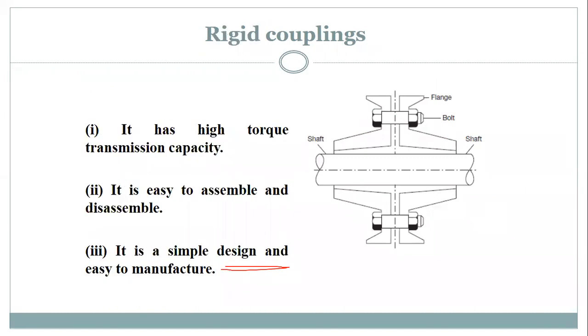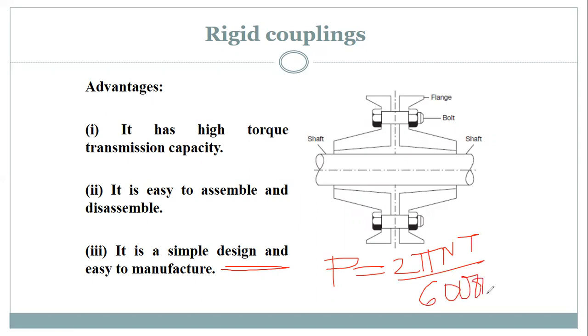Now, rigid couplings, what is the advantage of these rigid couplings? They have high torque transmitting capacity, because what is the ultimate goal of shafts? They want to transmit torque. They want to transmit power, right? How do we define, or what is the formula for power? 2 pi N T by 60,000, right? So what is this T? This T is nothing but torque. So it has high torque transmission capacity.